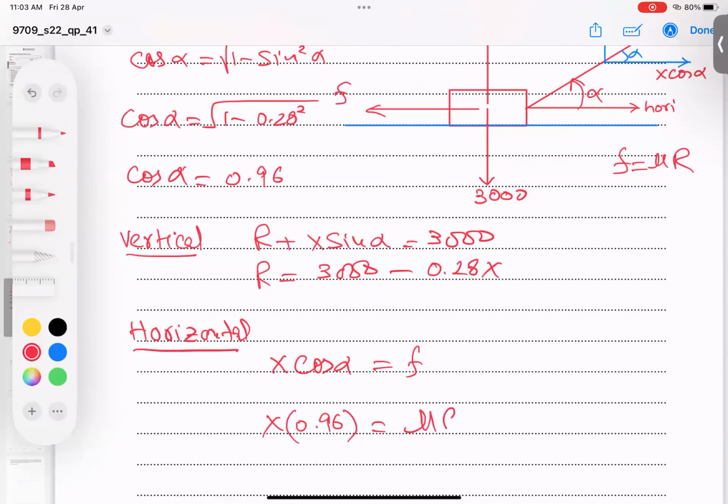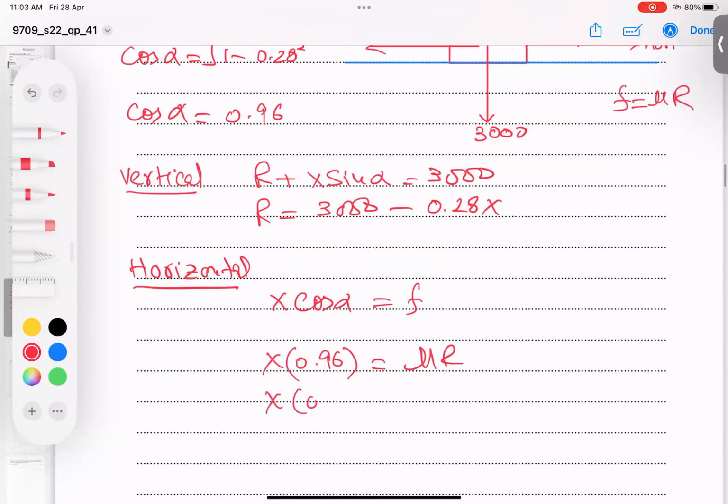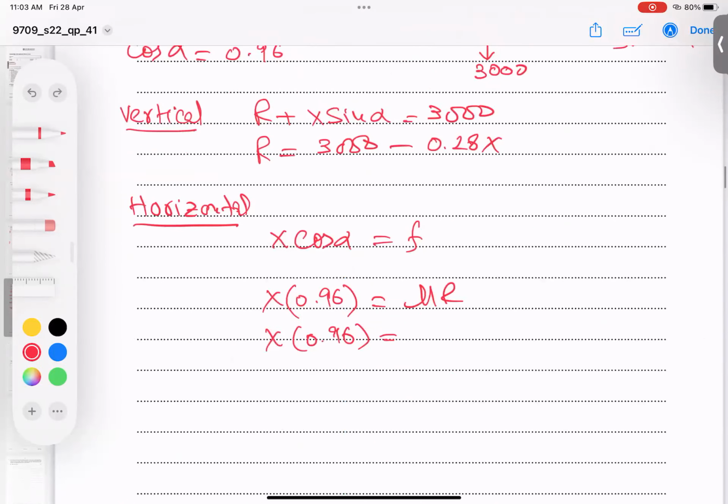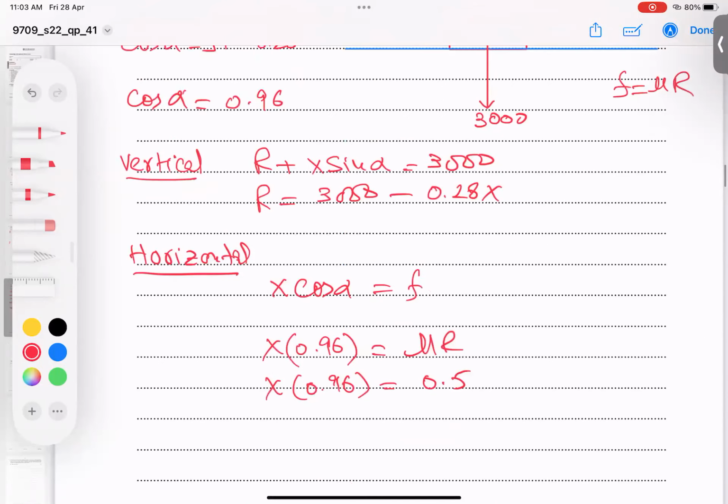Friction value is mu R. The mu value I got before, 0.5, and the R value I'm getting from here. 0.5, you can say half even, so no problem, it makes the question easier. Half, make the fraction easier. And the R value coming from here is 3000. So half goes inside, half of 3000 becomes 1500, and half of this is 0.14.